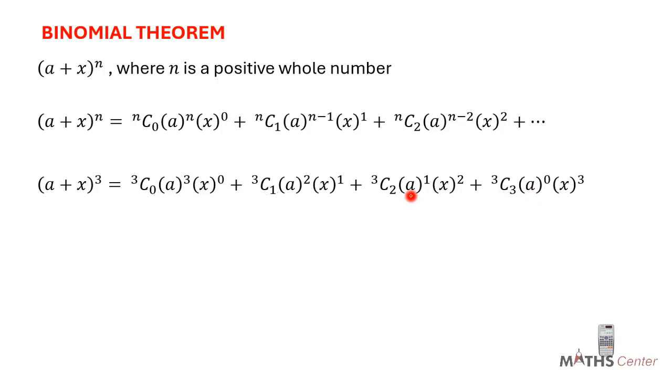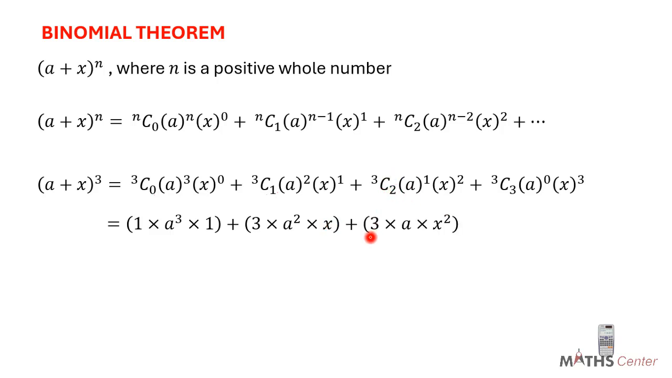Then the exponent on a will reduce by 1, so a exponent 0. And the exponent on x will increase by 1, so x exponent 3. We can find 3 combination 0 on the calculator. When you find 3 combination 0 on the calculator, you are going to have 1. A exponent 3 gives us a exponent 3. Then x exponent 0 gives us 1. 3 combination 1 is 3. A squared. X exponent 1 is x.